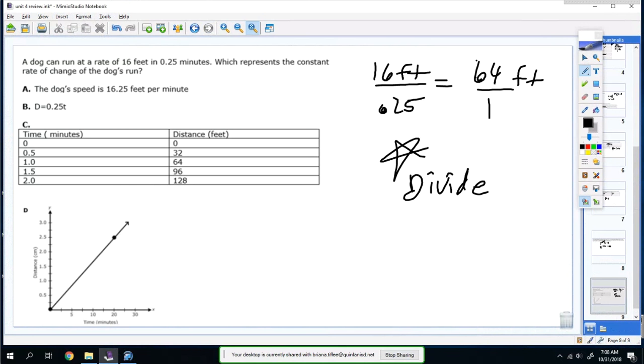So A is wrong because it says 16.25 feet per minute. B is wrong because it says the constant is 0.25 when the constant is 64. And D is wrong because the y-axis and the x-axis are flipped. The numbers are flipped. Those don't work. Okay, and then C is correct because of the timeline. See right here, 1 minute is 64.